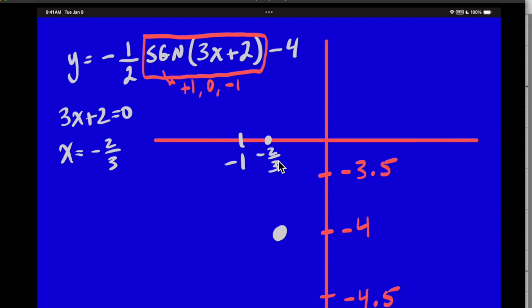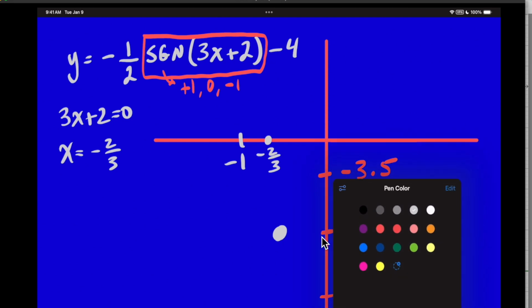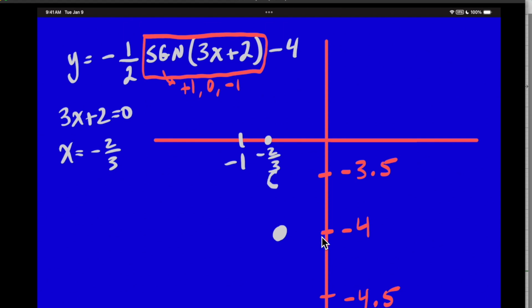Again, at x equals negative 2/3, the parentheses is going to go to 0. The sign function of that 0 will be 0. Negative 1/2 times 0 is 0. Minus 4 is negative 4. There's your y output. We now know there's going to be open circles here at negative 3.5 and at negative 4.5. Now, the question is, which way do our lines go?